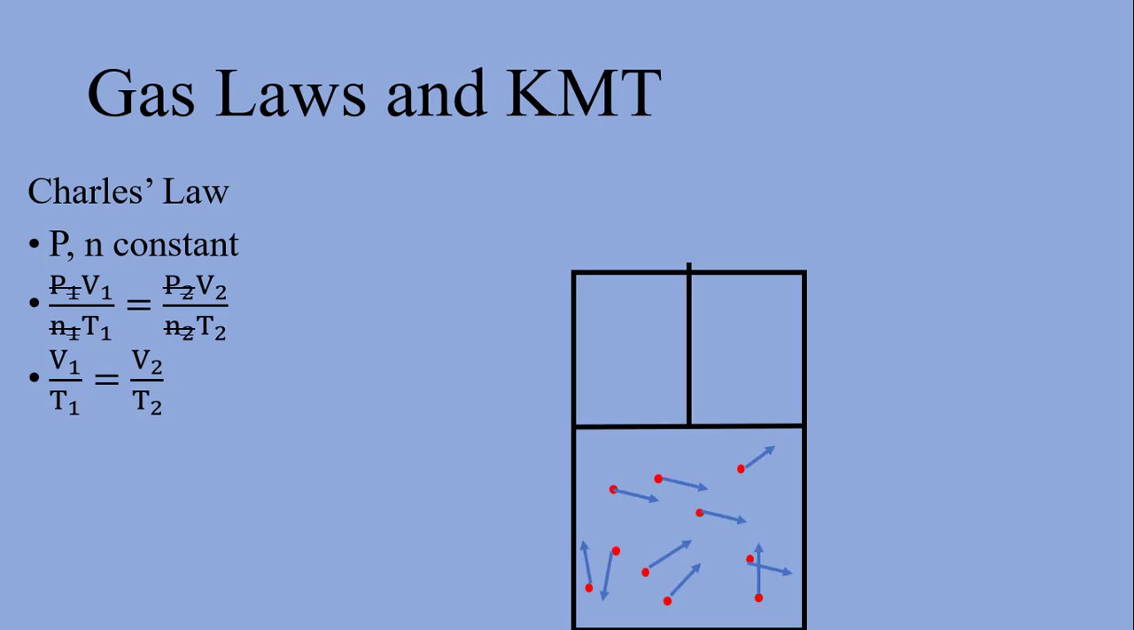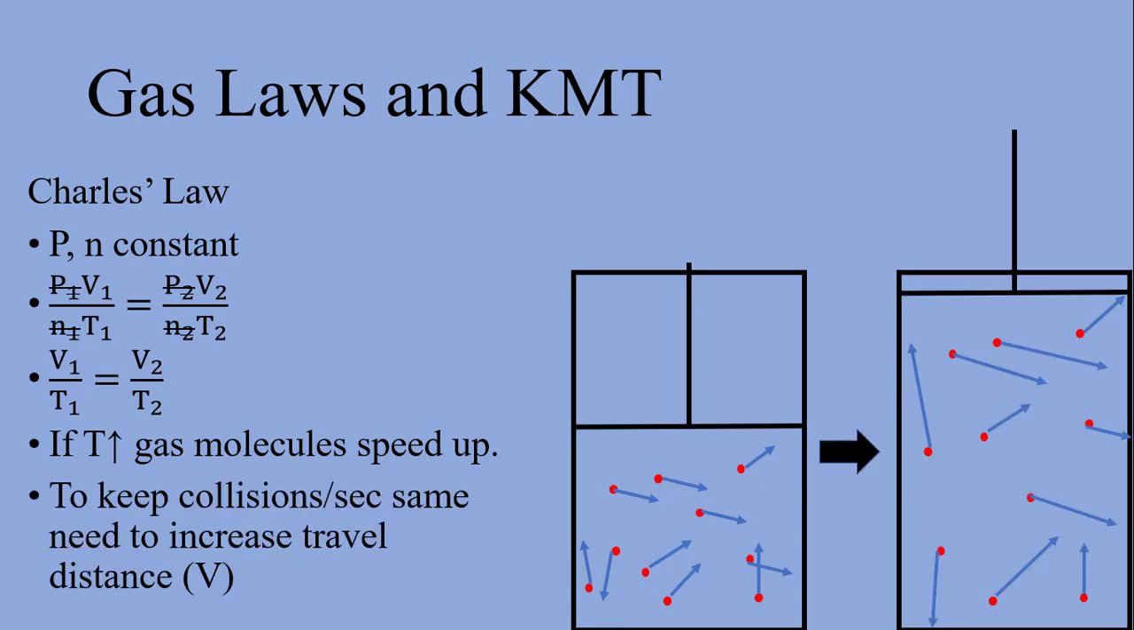You start with a container at a certain volume. The molecules are at a specific speed. There are X number of collisions per second. Because the pressure is to remain constant, the number of collisions per second has to remain the same. If you then speed up the gas molecules, the volume will have to increase, because if you don't increase the volume, then the number of collisions per second will go up. That would increase the pressure, but the pressure is constant.